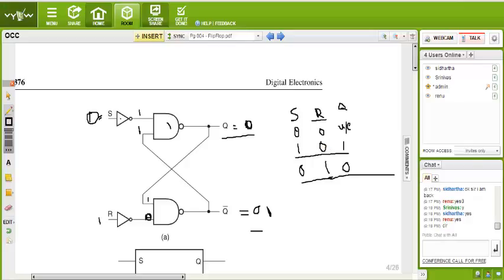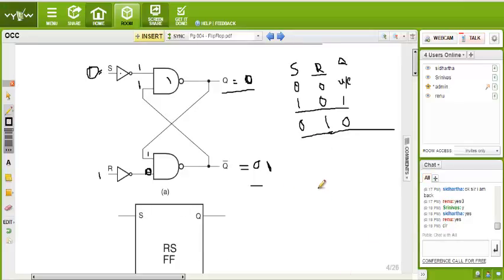Okay. Now the other condition is left. If both inputs are 1, we call this forbidden. Forbidden means we cannot use this state, because if we give it, then a race is running. Race running means our output is never stable. Check with that.